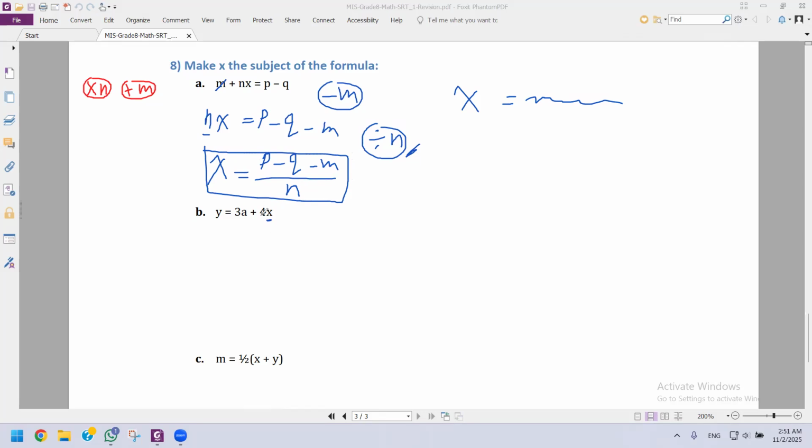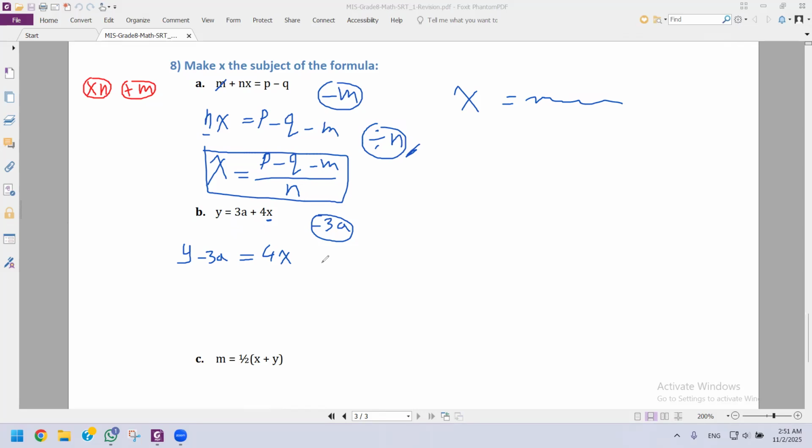Next, where's x here? What do I remove first? The easy part, the plus. So I will do minus 3a on both sides. So I would have y minus 3a, because I should do it here. So y minus 3a is equal to, now that 3a is removed, what do I have left? 4x.